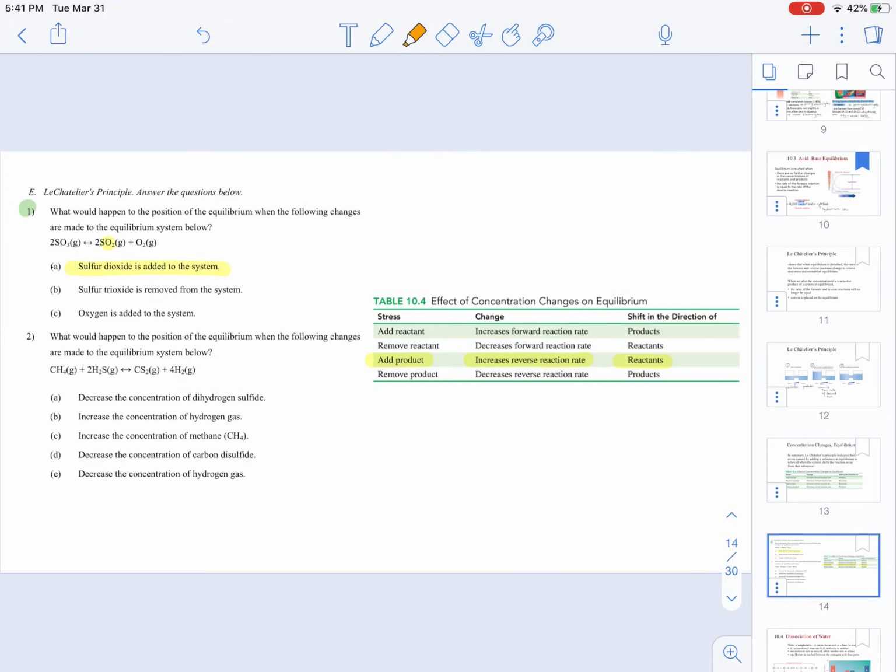In the second situation, we have sulfur trioxide being removed from the system. Sulfur trioxide is this compound. As the second statement mentions, we are removing the reactant from the system. So when that happens, understand that this is going to decrease the rate of the forward reaction, and the direction in which this shift is going to happen is still towards reactants.